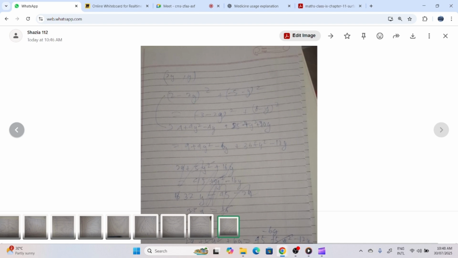Plus 25. Yeah, here it will be 25 plus 4y square. Wait, why is it 4y square? Because, oh, yeah. No, that's just y square. That's plus y square. Okay. Yeah, and then this is plus 10y. Plus 10y. Okay.